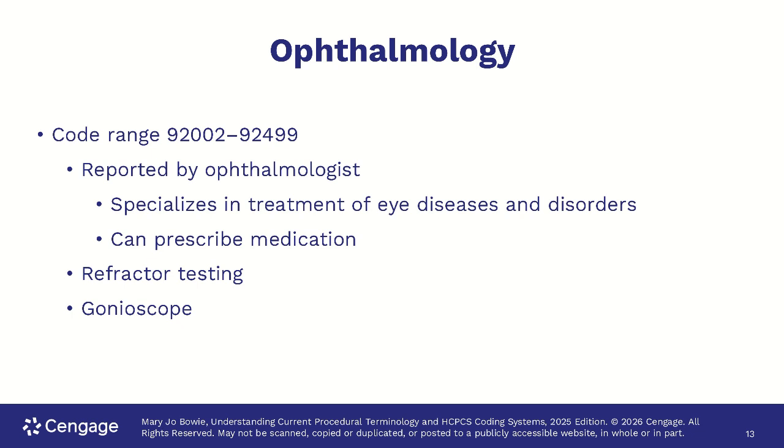Other things that you need to know about this area: refractor testing. And a refractor is a machine that contains a large series of lenses that are changed quickly during an examination as the patient views an eye chart. If you've ever had an exam done, they'll say things like, which one is better, one or two, two or three, right? And they'll tell you, read the line at the bottom. What's the lowest line you can read? A gonioscope is a type of scope that examines the eye for signs of glaucoma.